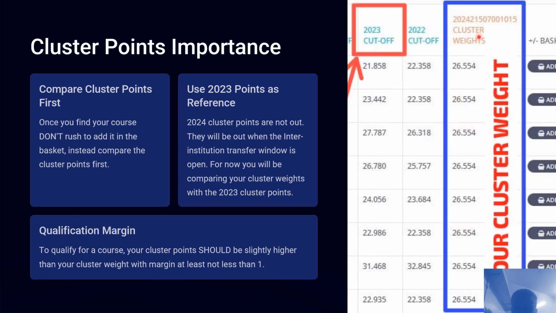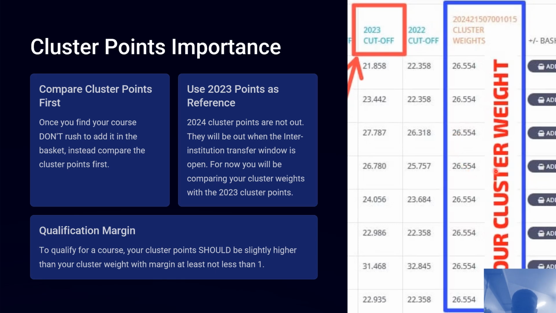When you log into the portal, you'll just tap on the upper left corner where it is written institutions. When you tap institutions, it will take you to a page like this one. So this is how you'll do your comparison. For example, if you maybe need to join University of Nairobi, this is how those cluster weights are going to appear. This is your cluster weight.